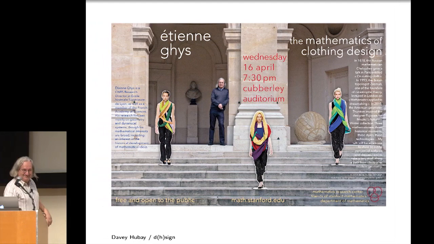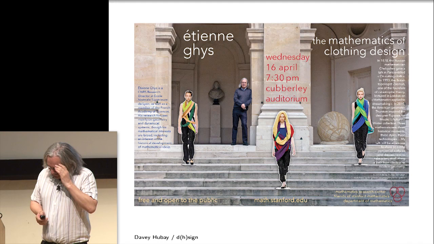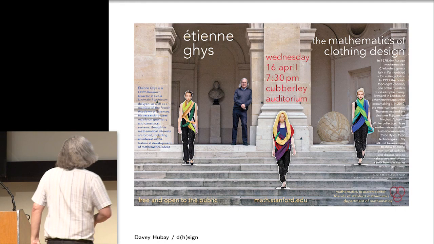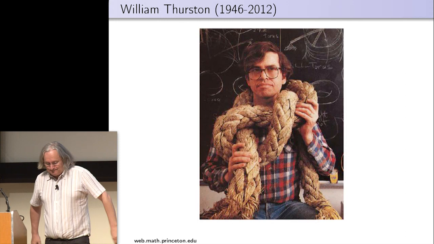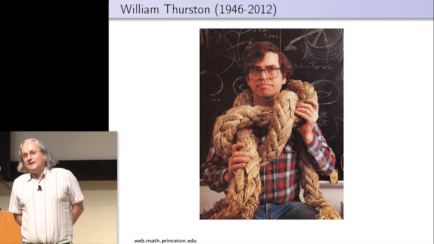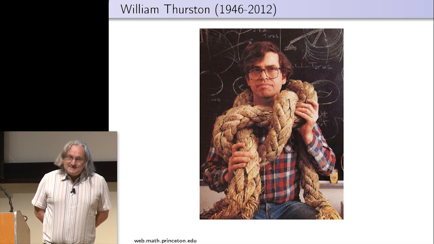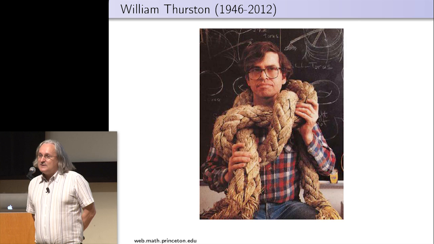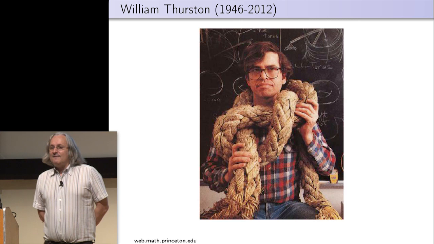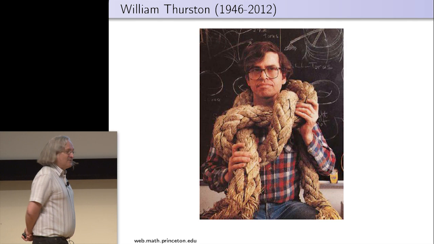Thank you for the introduction. Let me begin by introducing you to the four main characters of my talk. The first one is William Thurston. He was one of the most influential mathematicians of the 20th century. He passed away less than 2 years ago, and the first motivation for my talk is to pay my respect to him. He had a view of mathematics as something very concrete, very experimental. And in the last years of his life, he had some contact with clothing design. And this is what I want to tell you about.